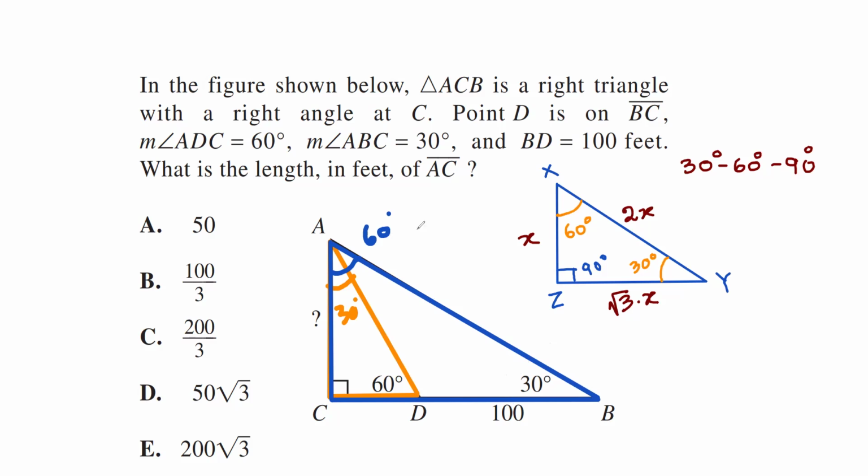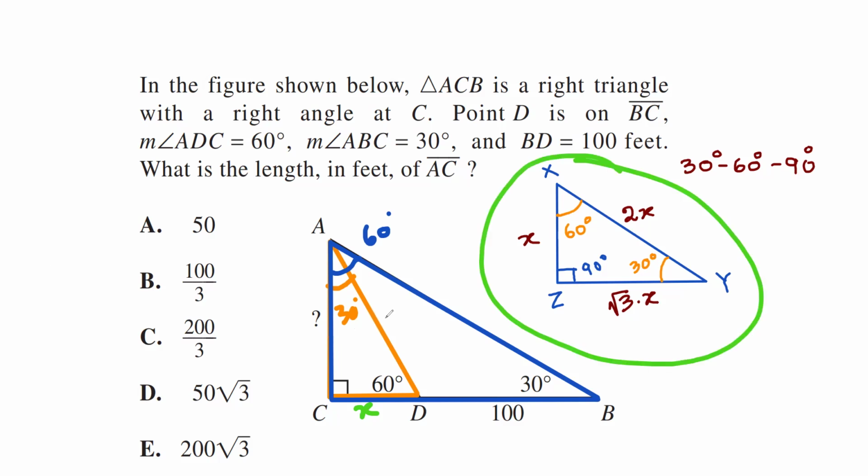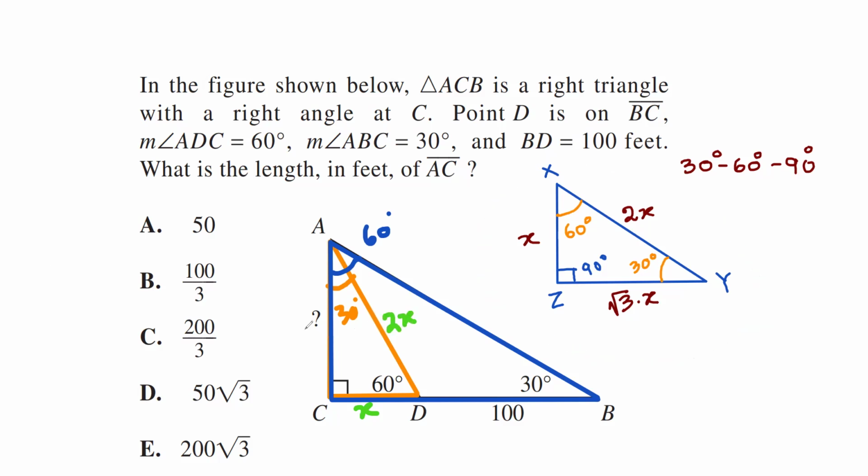Now, we can start with the smallest one, right? For this triangle, let's say I consider CD is the smallest side. If it's x, then this one is the hypotenuse, and this one is the adjacent side. According to the diagram, the hypotenuse will be double the length of x, and this side will be square root 3 times x, right?